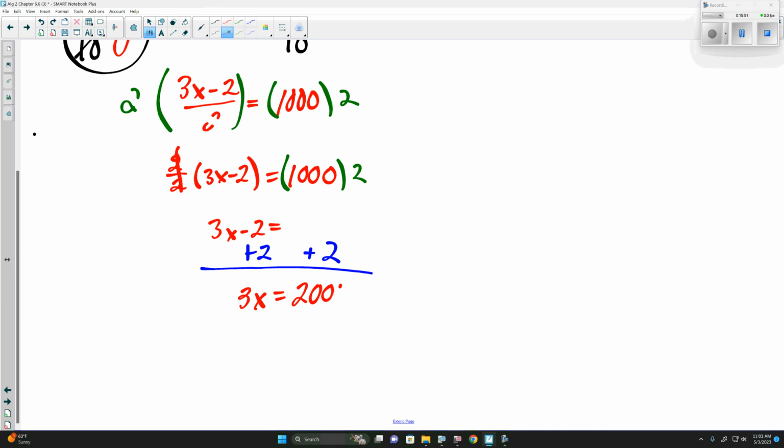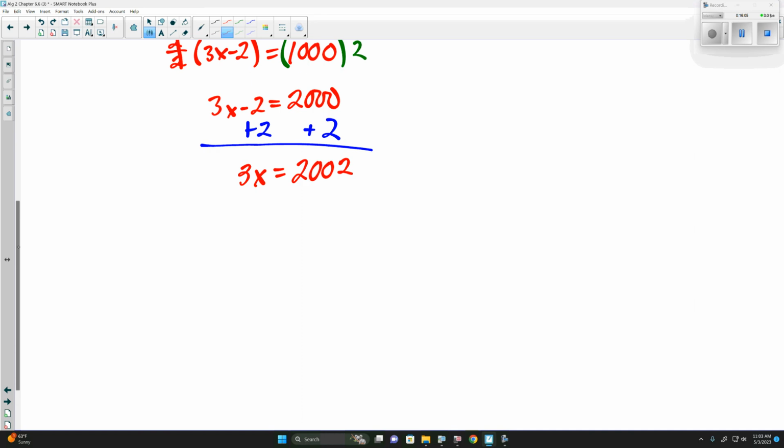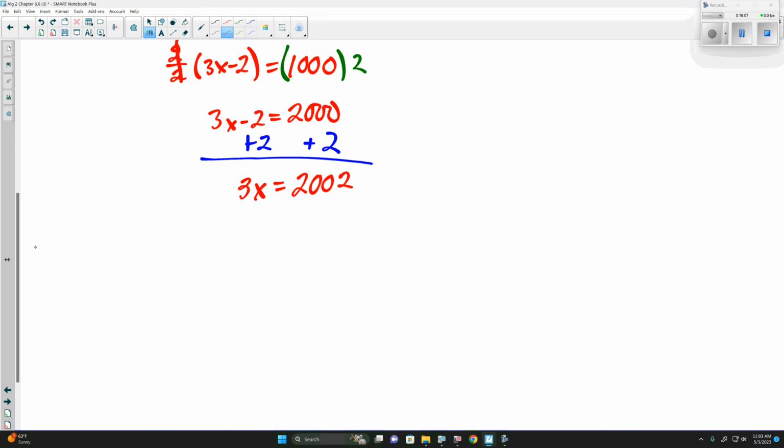I completely forgot to do that, but when I added 2, I remembered it. So we add 2, we should get 2,002. Divide both sides by 3.